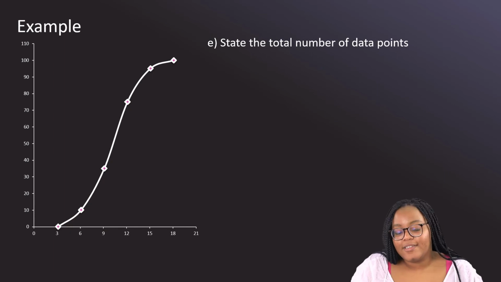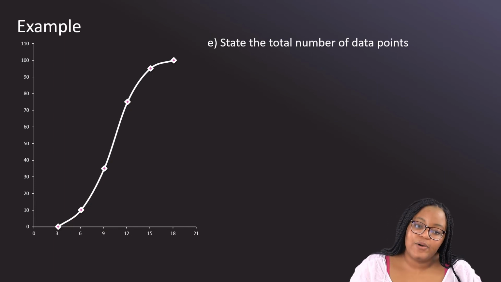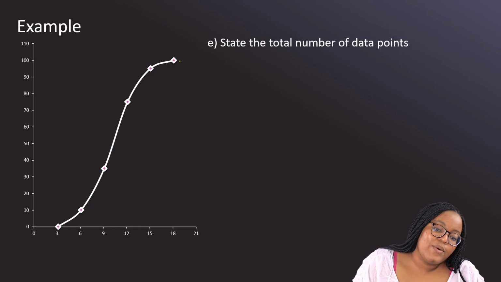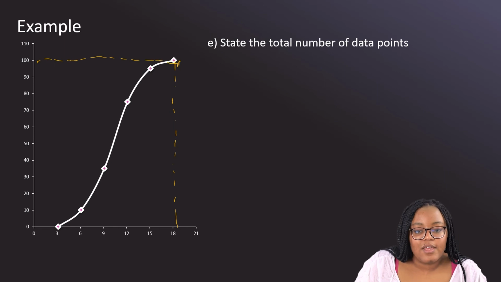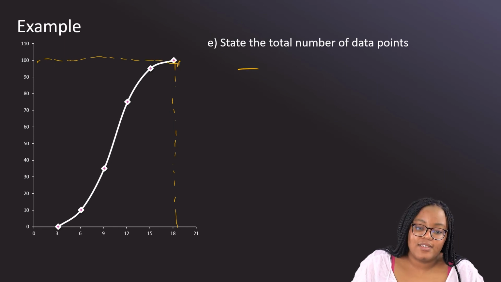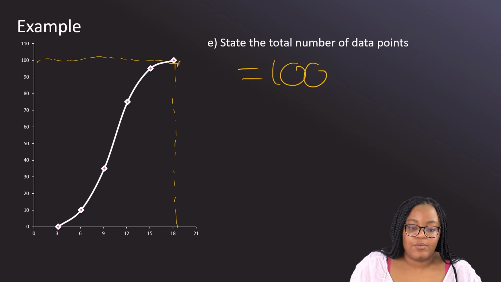The next question asks us to state the total number of data points, and that is pretty simple. We just look at the end of our ogive. We note that that is at 100. Therefore, the total number of data points is equal to 100 data points.